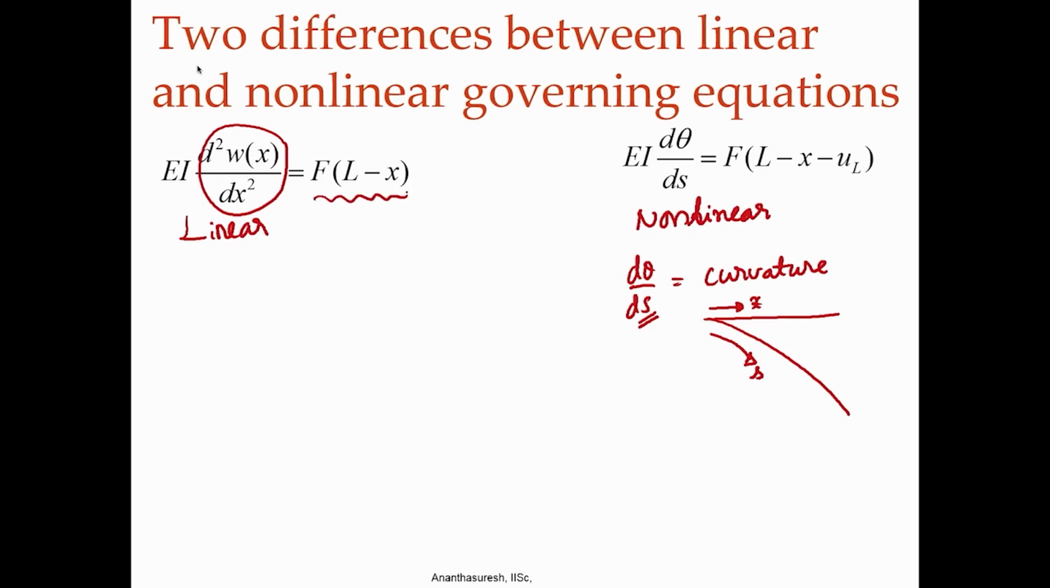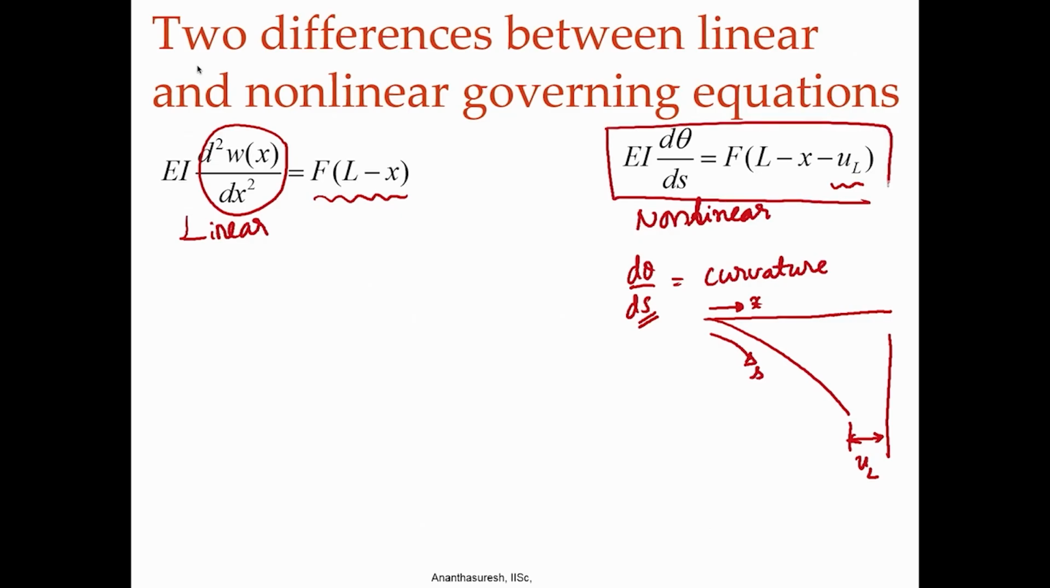The other is, if we look at the bending moment, this is in the original configuration. So, that is simply f times (L minus x), but here we have an additional term, which we said is UL. If the beam were to be like this when it is bent, what is this displacement UL at x equal to L or s equal to L? Okay, that is what we have. These are the two differences between the linear and nonlinear governing equation.